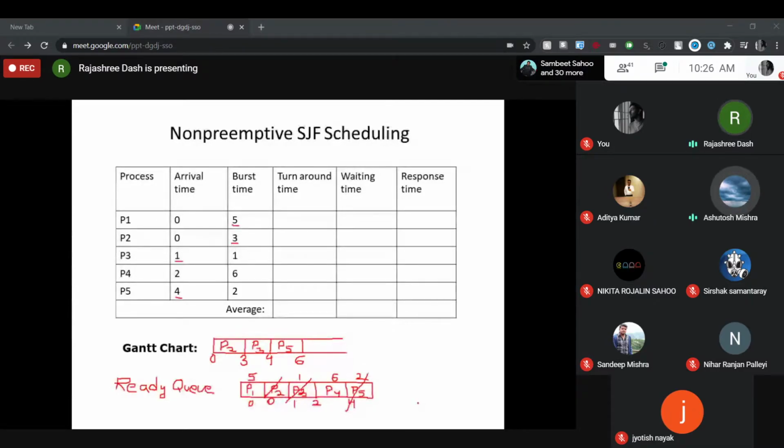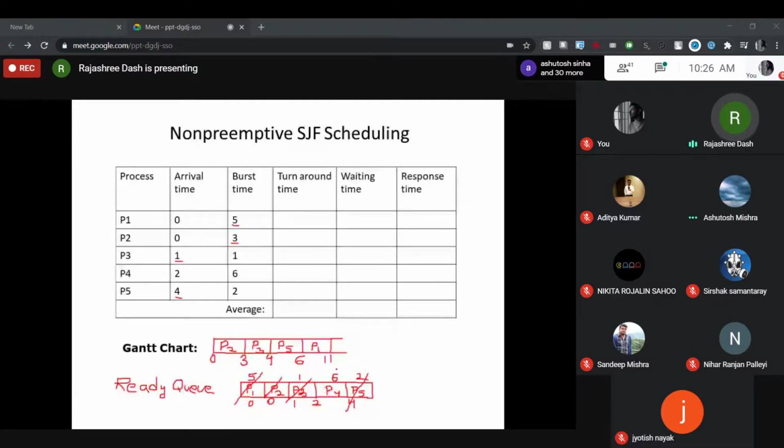One second, ma'am. So again the scheduler will ask, what are the processes in the ready queue? There are only two processes, P1 and P4. So at time 6, P1 will start its execution. It will be taken from the ready queue. P1 will continue up to 11, because the burst time for P1 is 5. So 6 plus 5, that is 11.